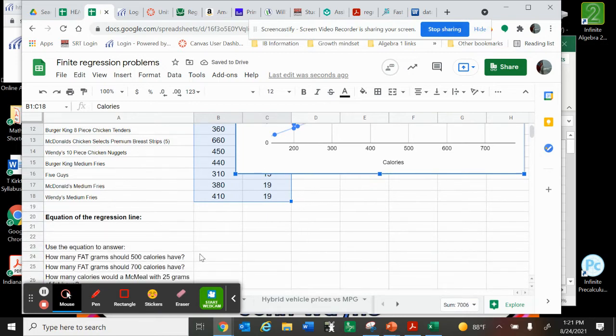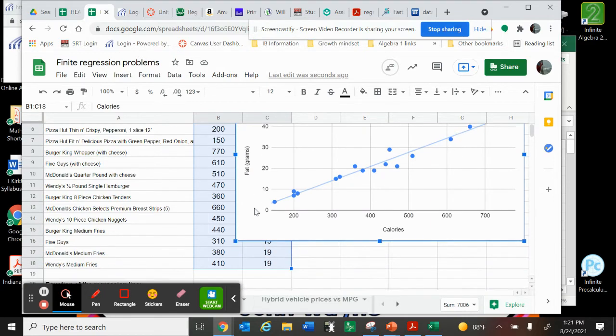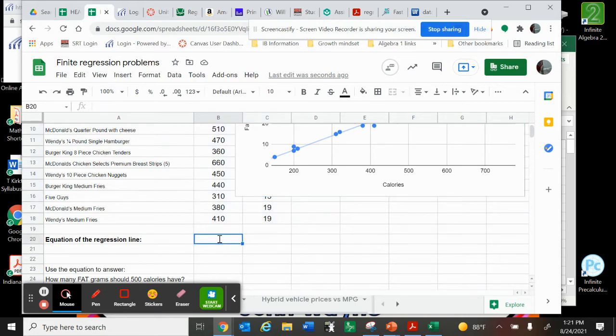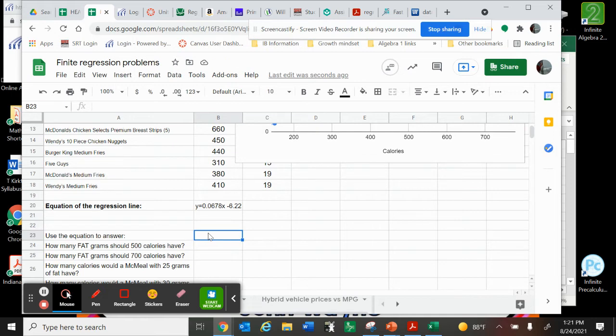So there's some questions then that go along with this. It says find the equation of the regression line, which we already did. 0.0678x minus 6.22. So I'm just going to type that in. So I have it. Right. And then it says use the equation to answer. So on the equation, we just need to know what x is and what y is. So on my graph, x is calories and y is fat grams.